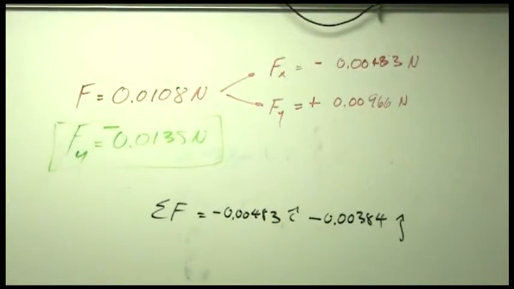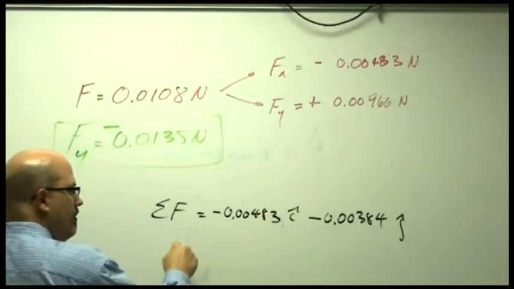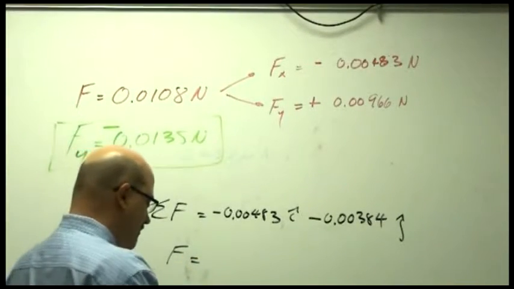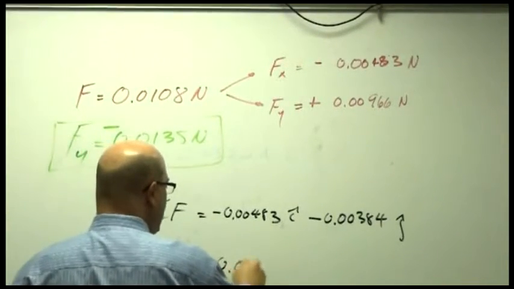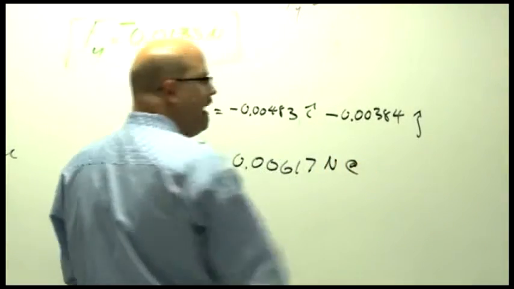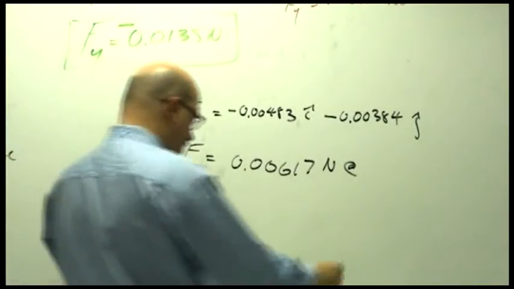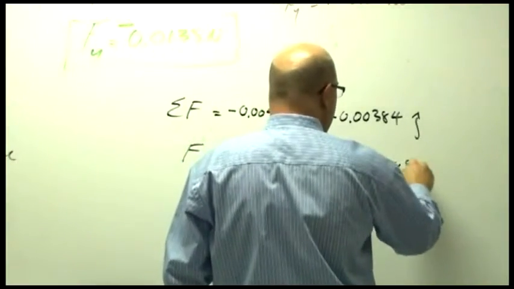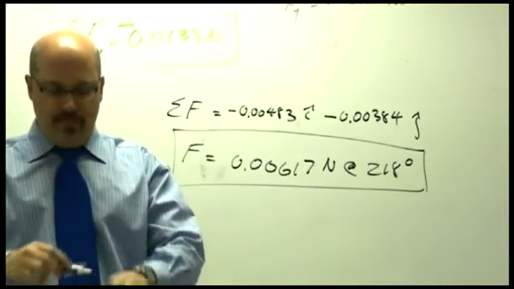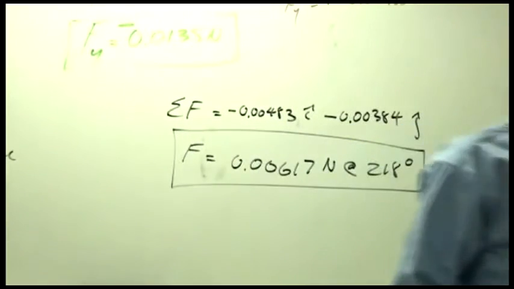Ugh, lots of math. And then what do we do? Pythagorize it, and we end up with a magnitude of 0.00617 newtons at an angle of 218. Very good. 218 degrees. Okay, lots and lots of math.